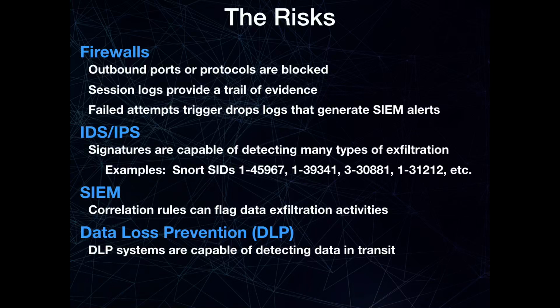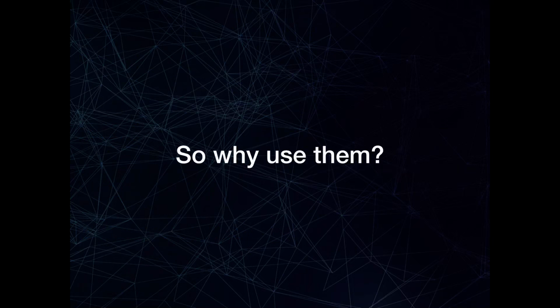There are also IDS, IPS signatures that are capable of detecting a wide array of different data exfiltration techniques. There are just a few Snort SIDs there for you guys to look at. SIEM correlation rules can detect a threat actor working in a network to do data exfiltration techniques, so he could be discovered that way. And then DLP systems can monitor every one of those protocols we just looked at for exfiltration activity. So why do threat actors use them?